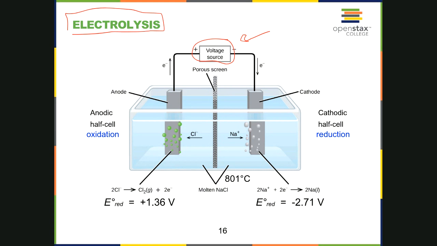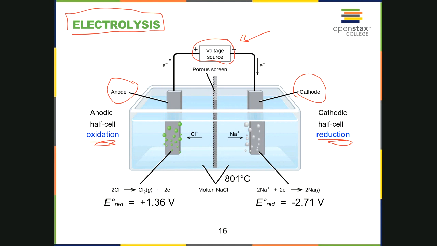And then what we have below here is two electrodes. As usual, we got an anode and a cathode. We're going to be doing an oxidation at the anode, as usual. We're going to be doing a reduction at the cathode. But we're going to be forcing those to happen. It's not spontaneous.